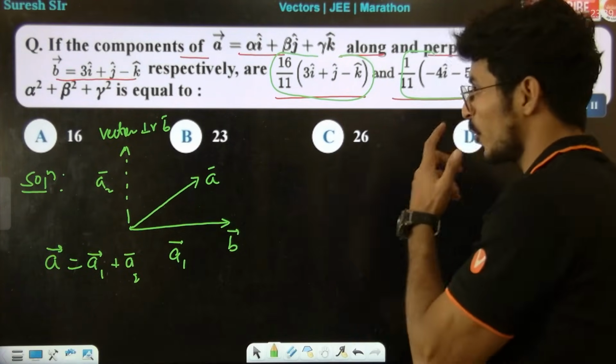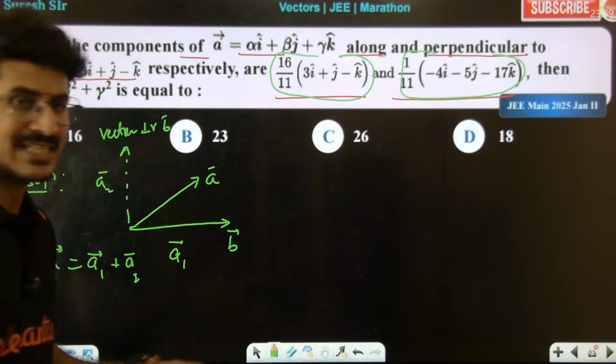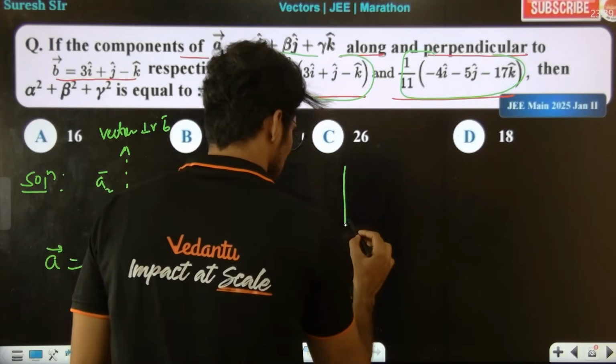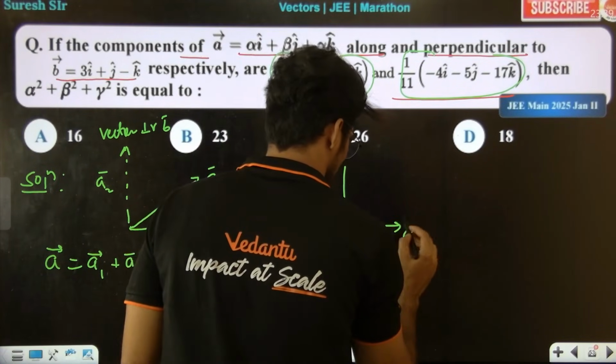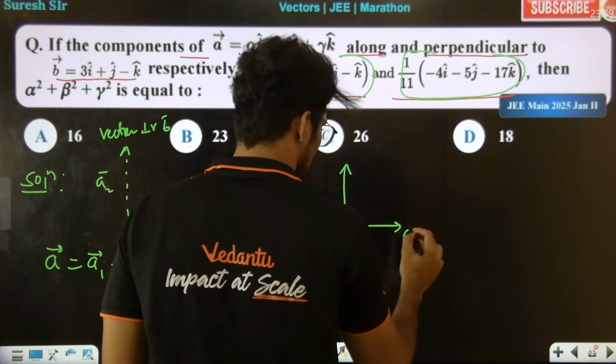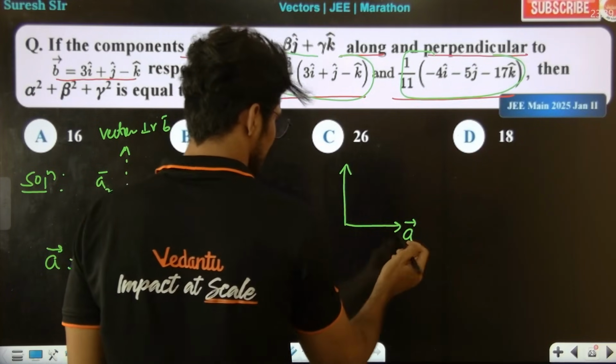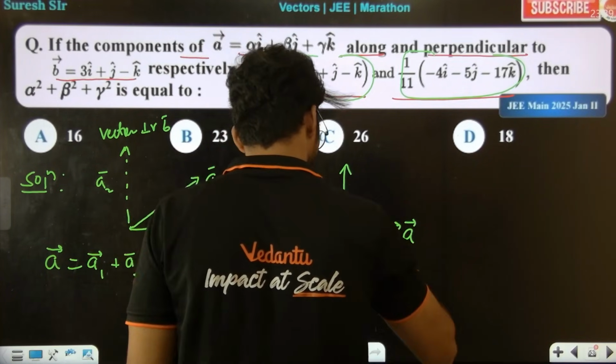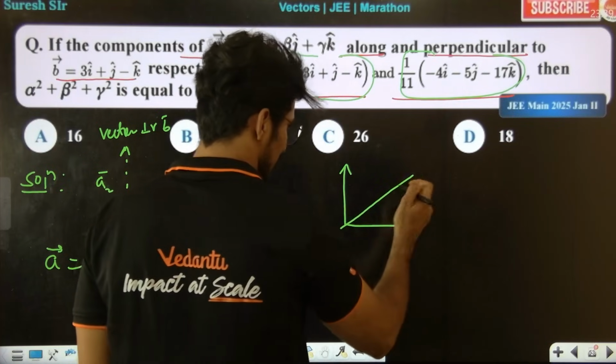Sir, can you give one more example? See, to make you understand in simple language, I'll tell you. Listen to me. Everybody, this is A vector, sir. And there is another vector, something like this.